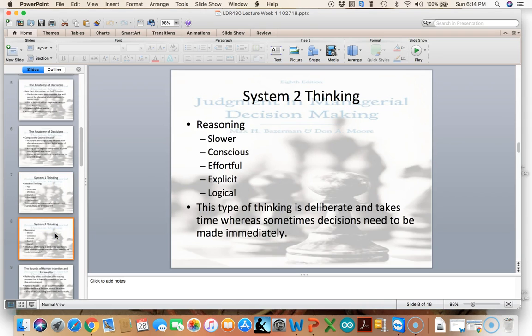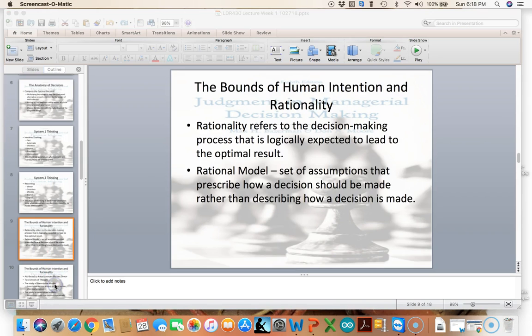System 2 thinking is logic-based. It's reasoning. It's a slower way of thinking that we want to be conscious. It is very, very effortful, explicit, and logical. This type of thinking is deliberate and takes time, whereas sometimes decisions need to be made immediately, like we just spoke about. Transitioning to the bounds of human intention and rationality.